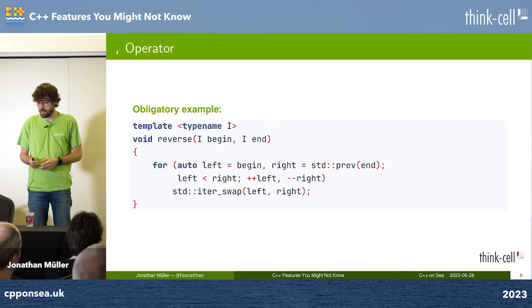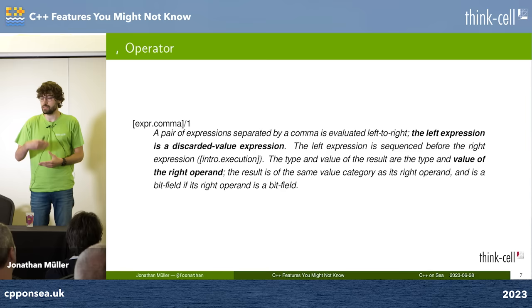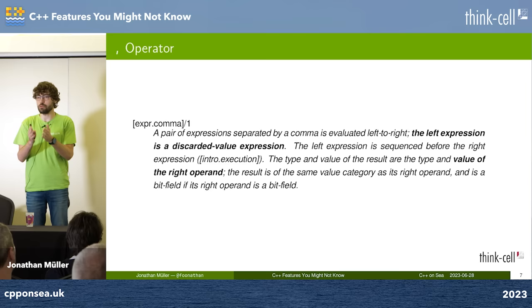And what does the comma operator do? Well, you have two expressions. And the comma operator first evaluates the left expression and then discards its value. And then it evaluates the right expression and returns that. So essentially, you can do two things in one expression and throw away the result of the first one. When is that useful? I don't know.